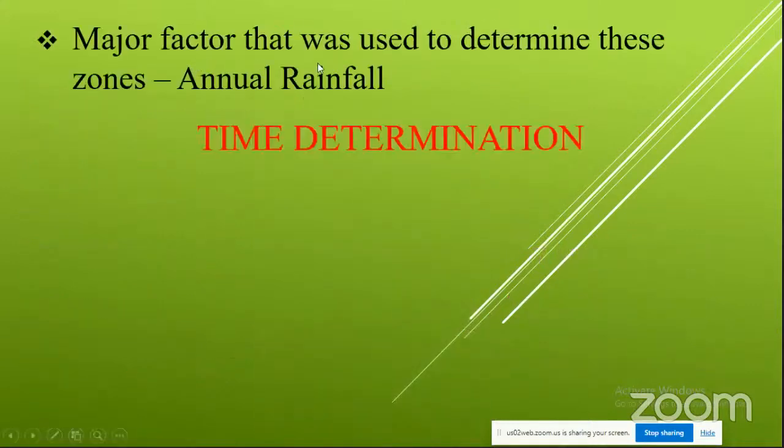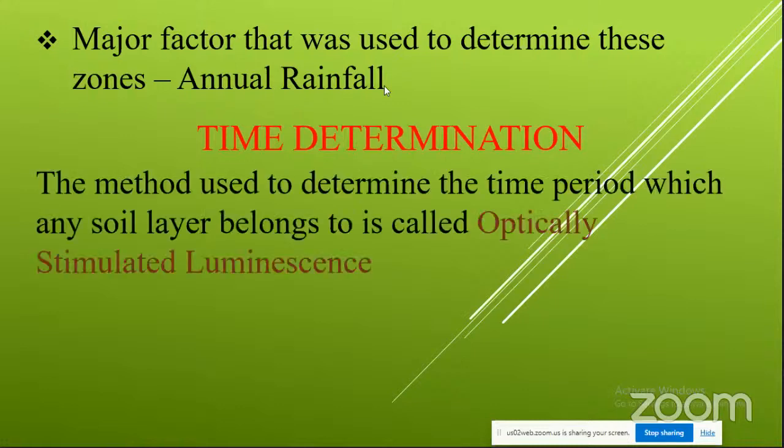So after that we go to this one. What are the major factors that were used to determine these zones? Annual rainfall. According to annual rainfall only, we have selected these regions as dry or wet or semi-arid or arid.